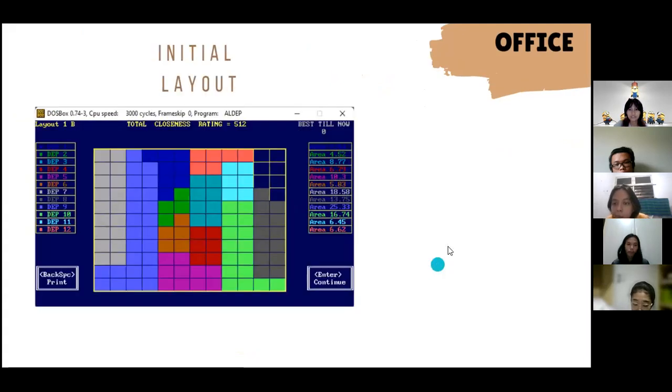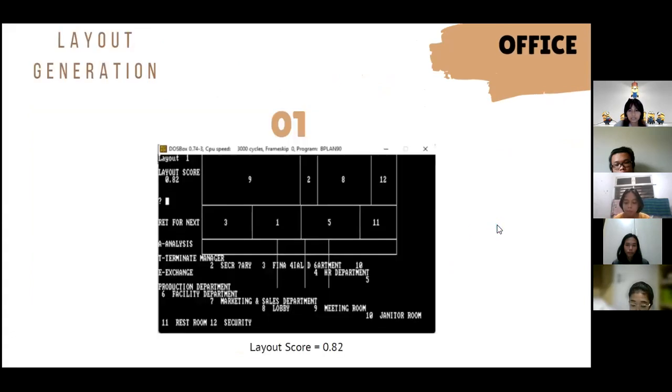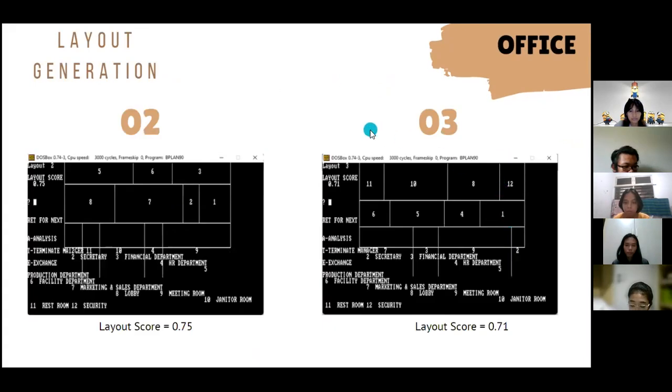So this is the initial layout of the office. After we input the previous data, then we can create ALDEP. Next. This is the layout generation. From the layout generation, we get three layouts. For the first layout, we get a 0.82 score. Next. For layout 2, we get 0.75, and for layout 3, we get 0.71. Next.